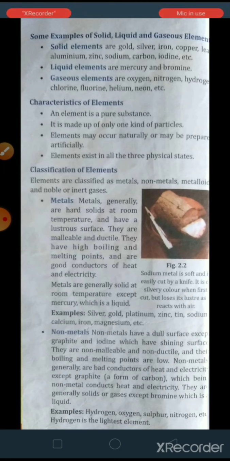Okay, so non-metals are generally bad conductors of heat and electricity. Means non-metals can't conduct heat and electricity. Through non-metals, heat and electricity can't pass as much as compared to metals. But except graphite. Graphite is a good conductor of heat and electricity.